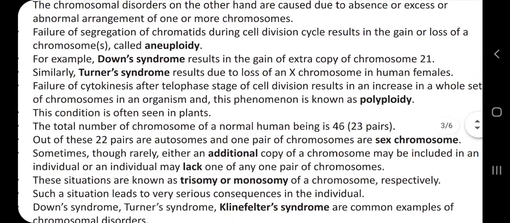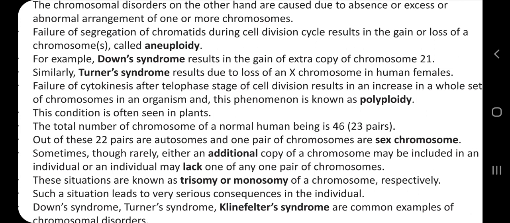Now, similarly, Turner syndrome results from the loss of an X chromosome in human females. We have talked about gaining one chromosome, chromosome number 21 in the case of Down syndrome. Now, if a human female lacks one X chromosome, she will have 45 chromosomes instead of 46. This condition is called Turner syndrome, and these females are slightly abnormal. We will talk about this later in this presentation.